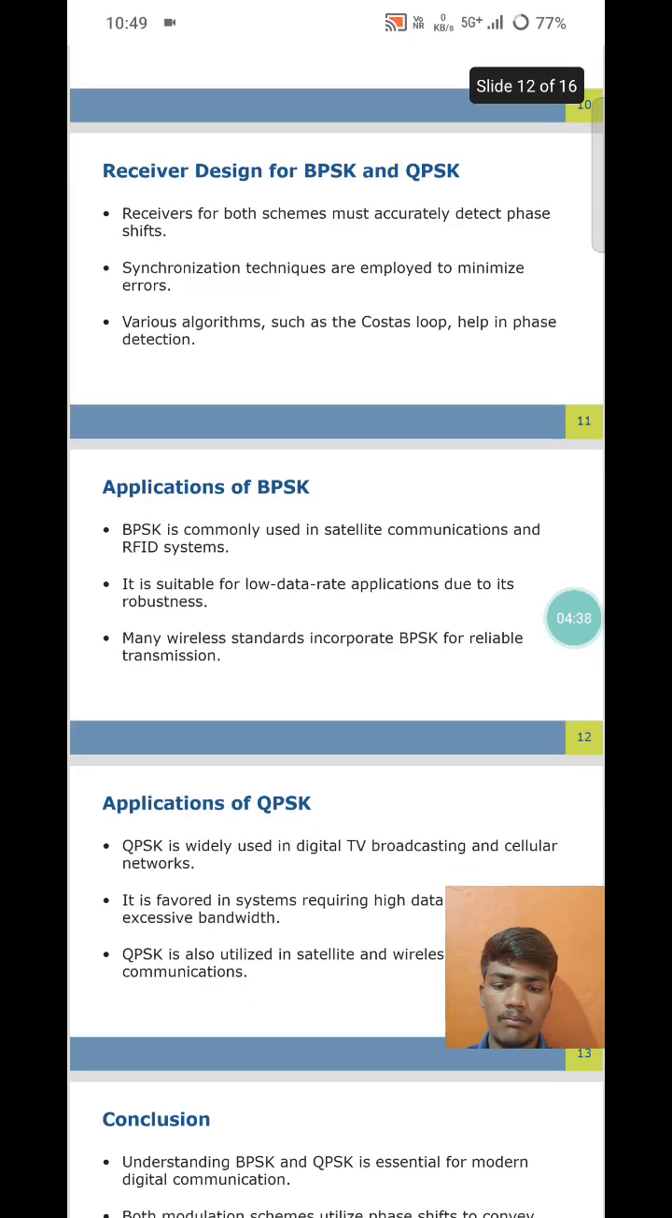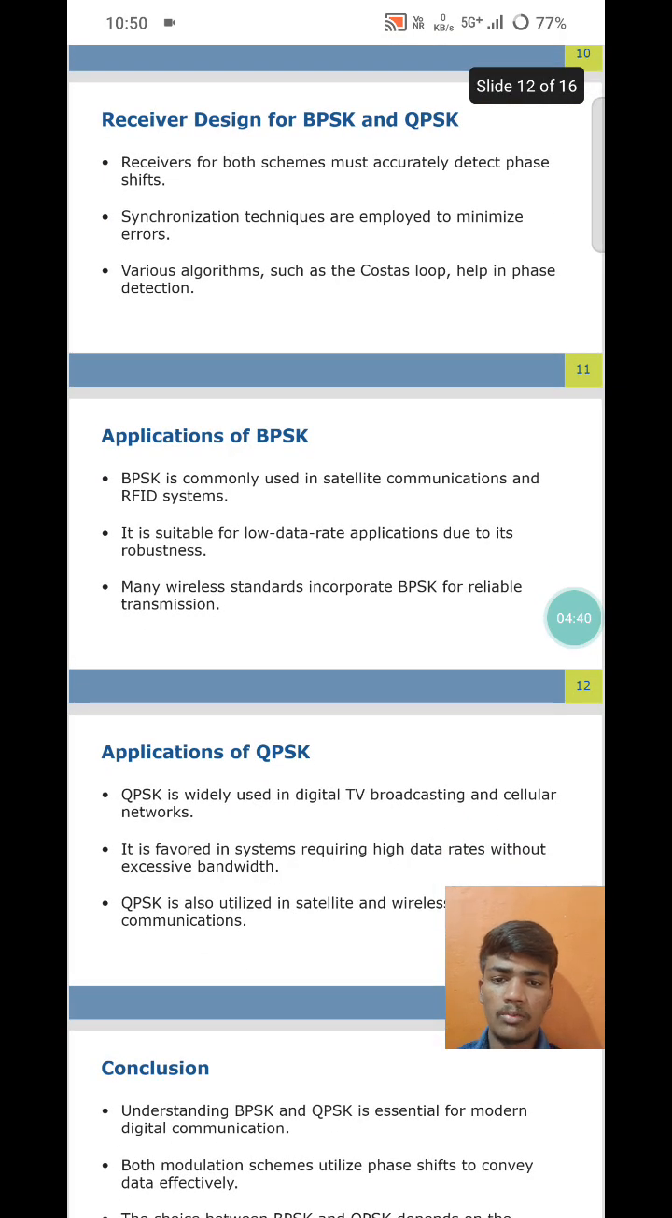Applications of BPSK. BPSK is commonly used in satellite communications and RFID systems. It is suitable for low data rate applications due to its robustness. Many wireless standards incorporate BPSK for reliable transmissions.